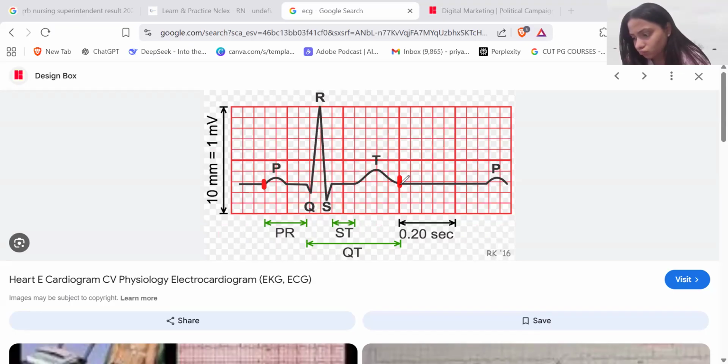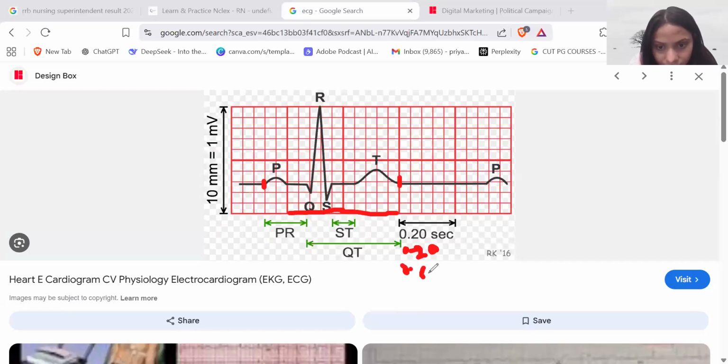Let's calculate. This is 0.20 second, this is 0.20 second. 0.20 plus 0.20, how much? Next you have 0.04, 0.04, that is 0.08. How much in total? 0.48 second. So one contraction is 0.48 second. Imagine, a fraction of a second, so quick.